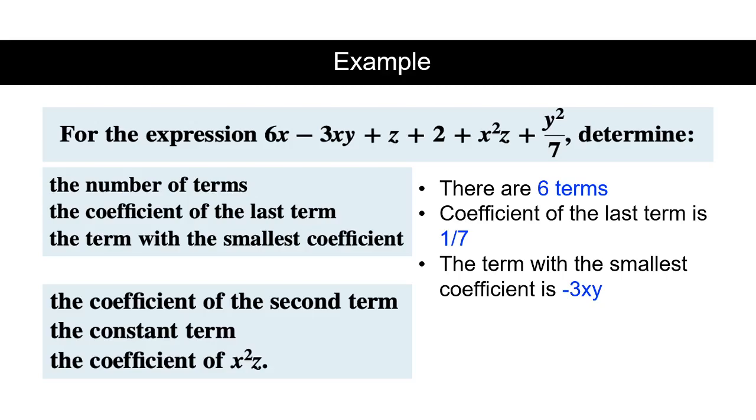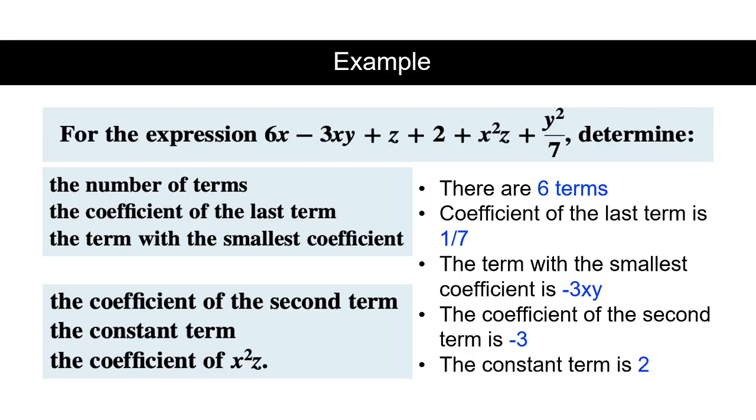The coefficient of the second term here is just negative 3. The constant term is 2, the number without any pronumerals. And the coefficient of x squared z, if we have a look here, there is no number before it, but there actually is a number, and that number is 1.